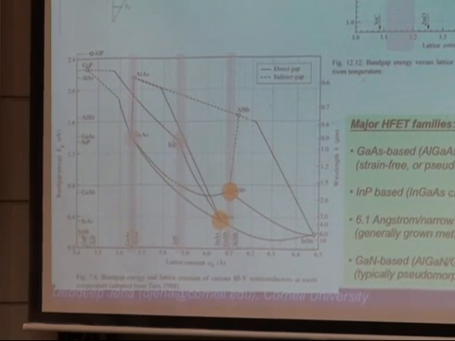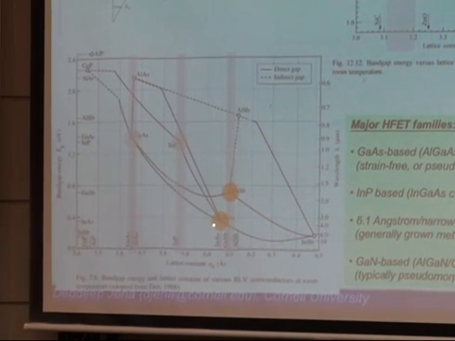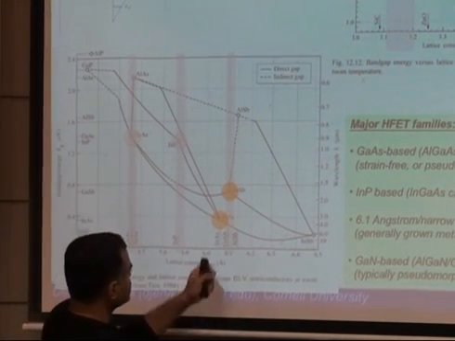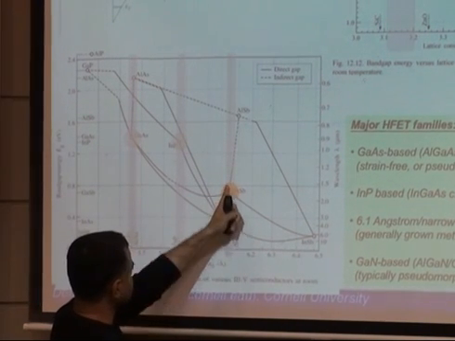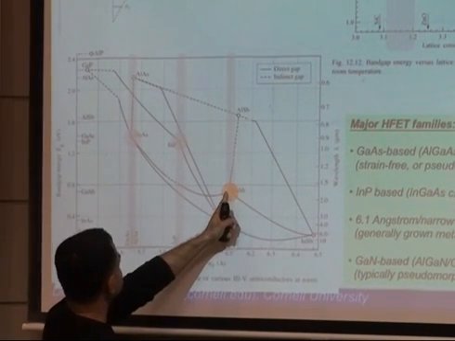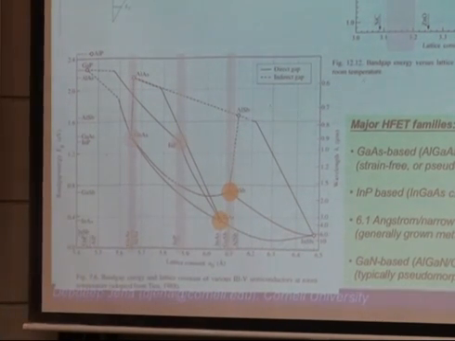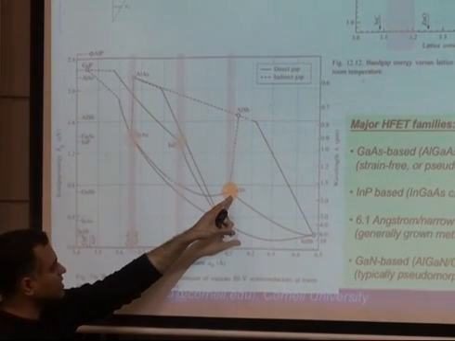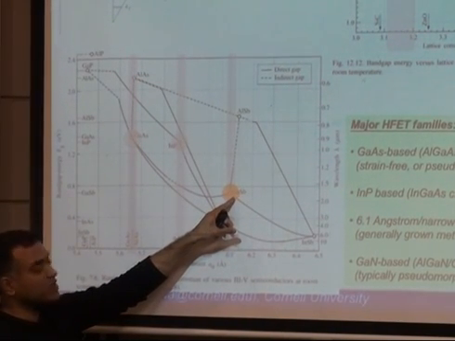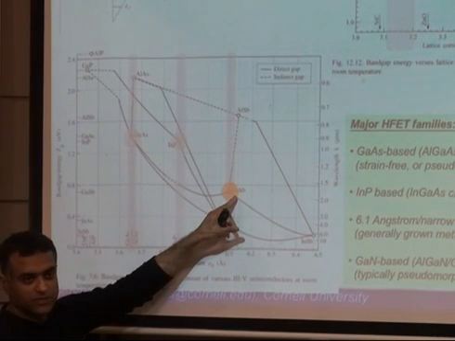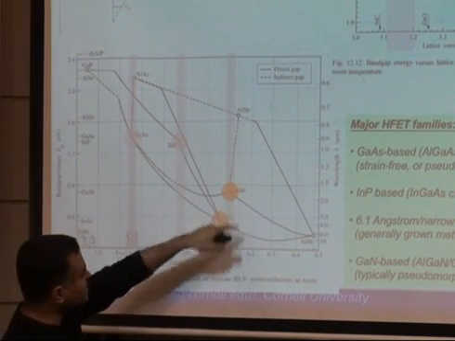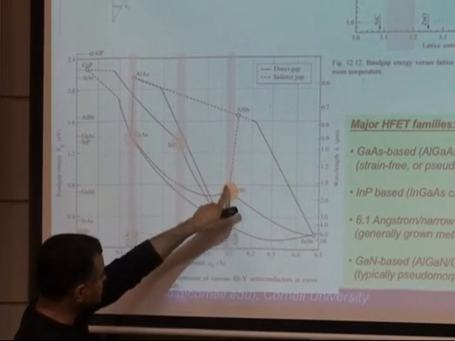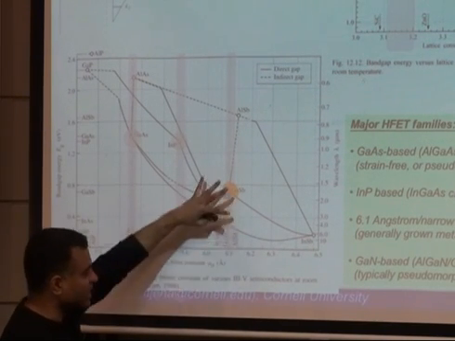And the even faster devices with higher mobilities are based on 6.1 angstrom materials. This is gallium antimonide based. But people have had a hard time growing bulk single crystals of semi-insulating gallium antimonide till now. But there's a need for it because the highest speeds are actually available in this particular material combination because the gaps are low and all that.